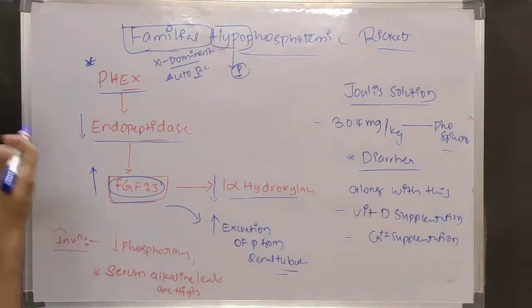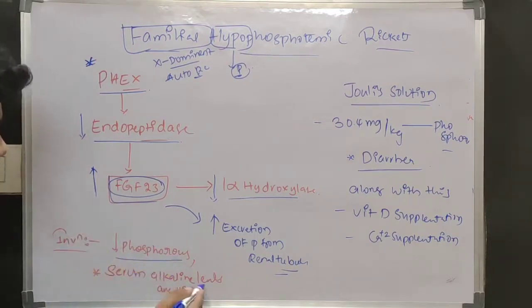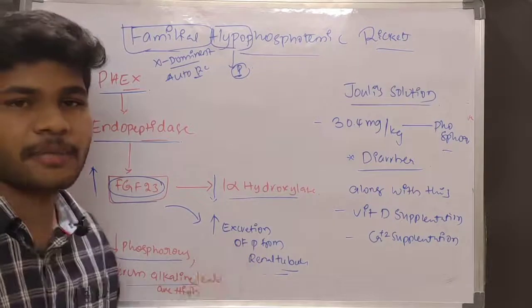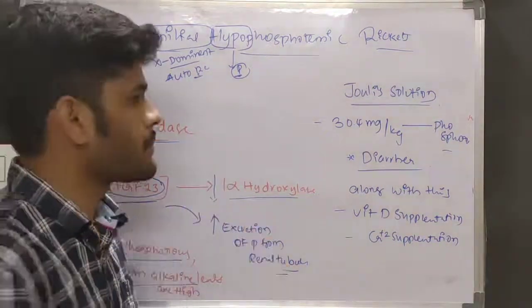On investigations, there are decreased levels of phosphorus in the blood, as well as increased serum alkaline phosphatase levels observed. So what is the treatment of choice for this familial hypophosphatemic rickets?